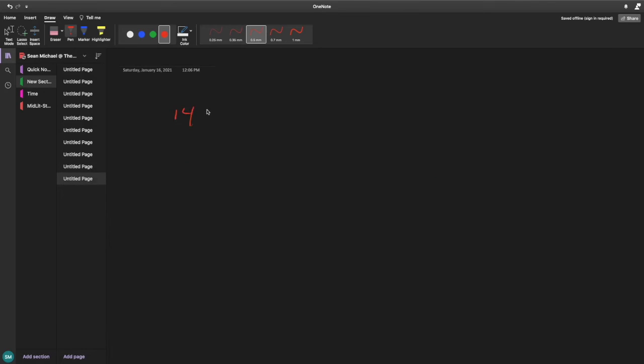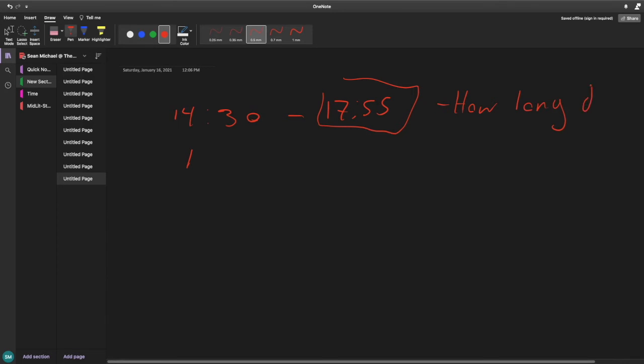Now if we look at another one, it was 14:30 to 17:55, and then all we have to do again is take the bigger one on top. If the question asks how long did it take, or how much time passed, then we subtract.